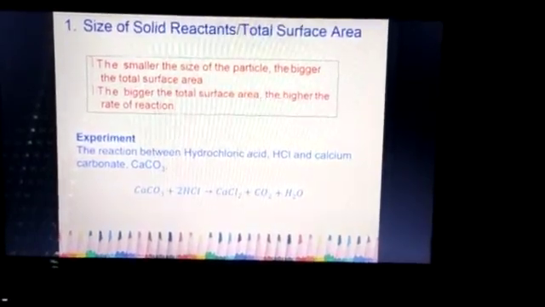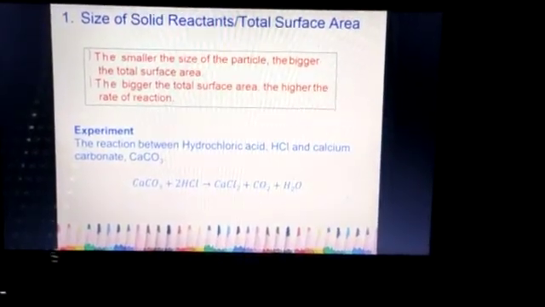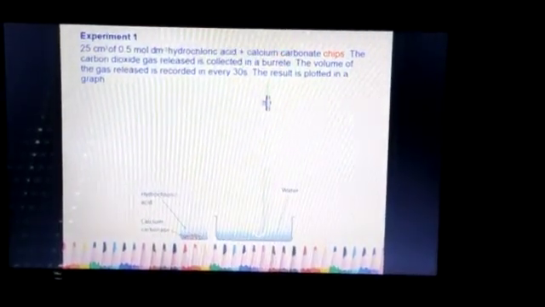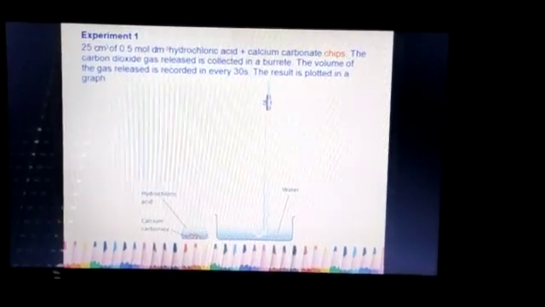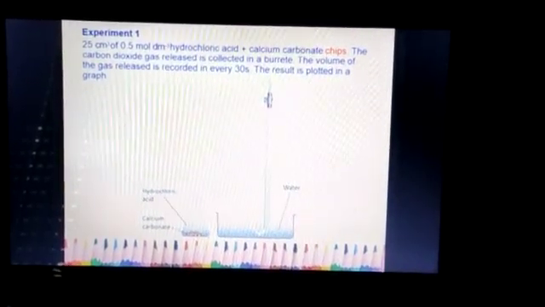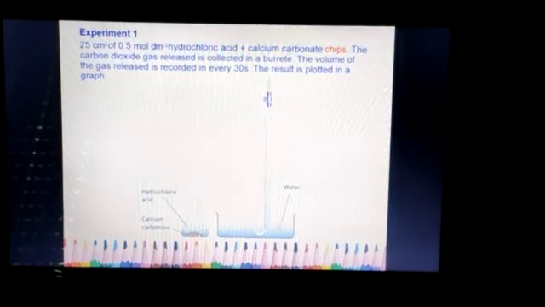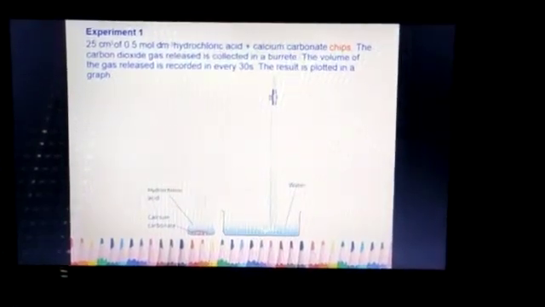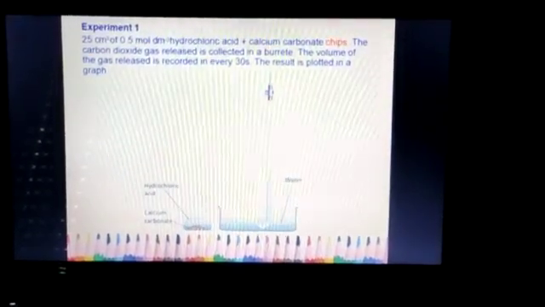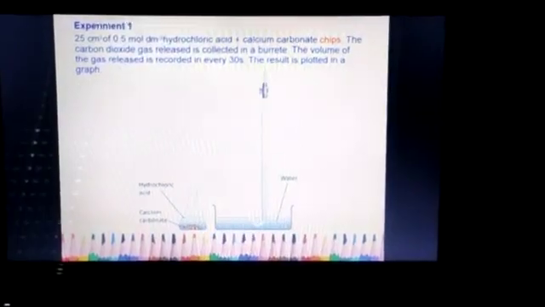We have here an experiment: the reaction between hydrochloric acid and calcium carbonate. Experiment 1: 25 cm³ of 0.5 mol/dm³ hydrochloric acid with calcium carbonate chips. The carbon dioxide gas released is collected in a burette. The volume of gas released is recorded every 30 seconds. The result is plotted in a graph.